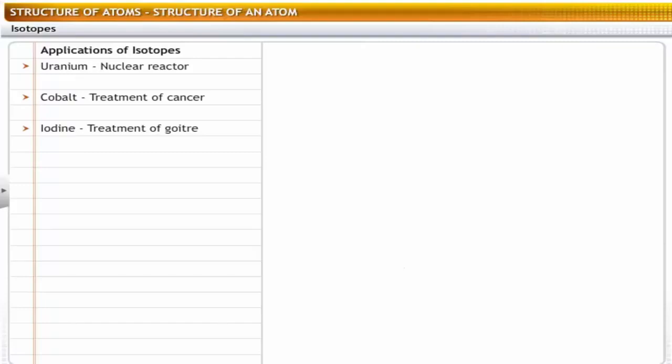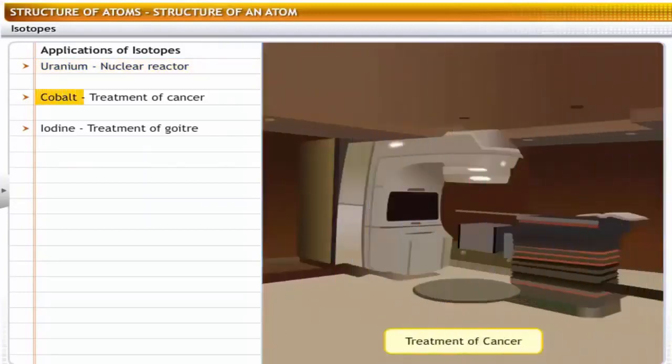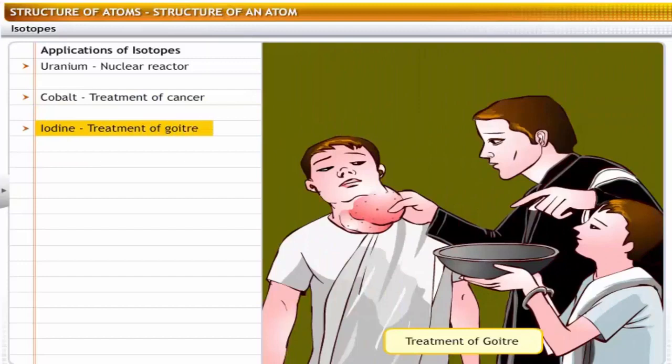The chemical properties of all the isotopes of an element are the same. This is due to the presence of the same number of electrons. Rarely, some isotopes have special properties which were found to be useful in various fields. For example, an isotope of uranium is used as fuel in a nuclear reactor. An isotope of cobalt is used in the treatment of cancer. For treating goiter, an isotope of iodine is used.